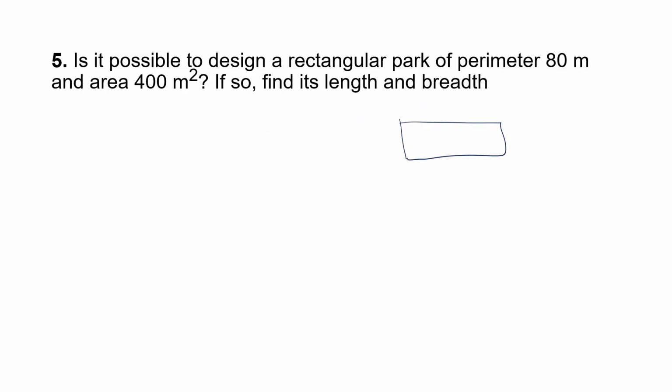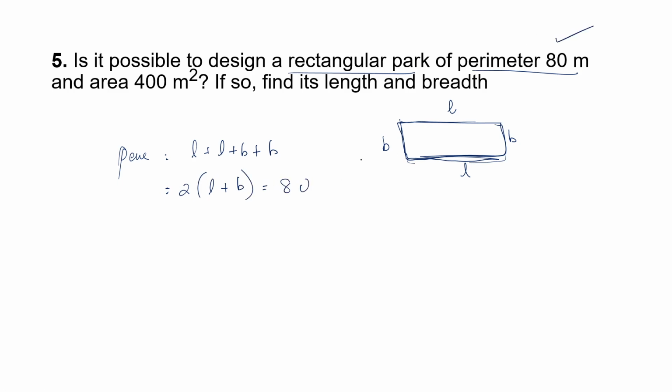So I am just drawing a rectangular park of perimeter 80 meter. What's the perimeter? Length plus breadth plus length plus breadth. This outer line is the perimeter, so we have to add all this. So the perimeter formula is L plus L plus B plus B, so 2 into L plus B. The perimeter is given as 80 meter. Area is also given. What is area? Area is length into breadth, which is given as 400.